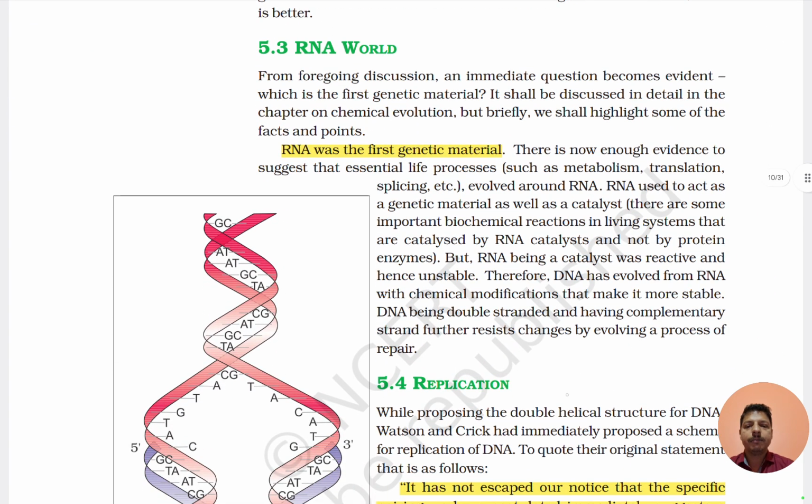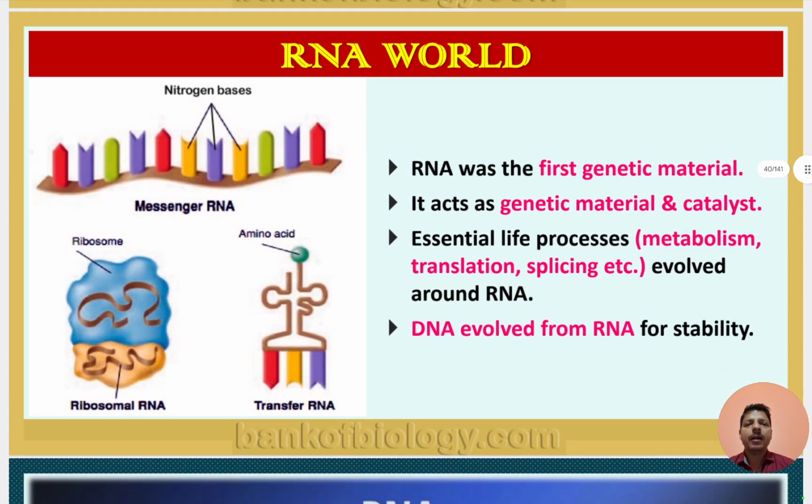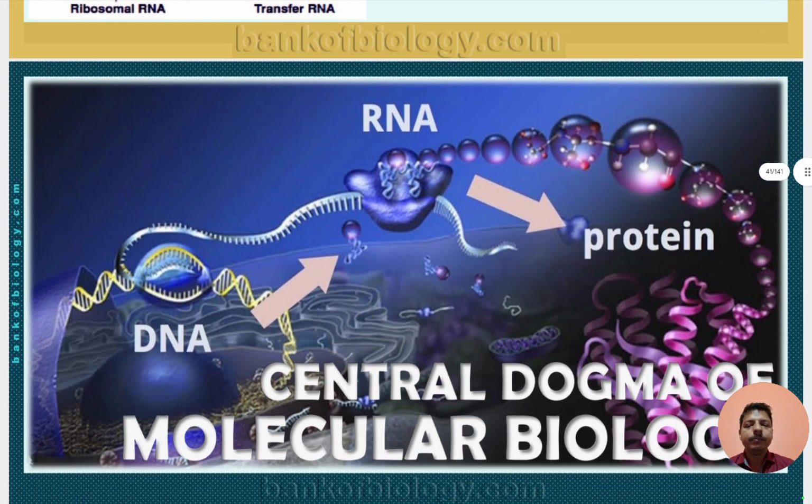RNA world. Let's see what the PDF says about the RNA world. RNA was the first genetic material. It acts as genetic material as well as catalyst. Essential life processes like metabolism, translation, splicing, etc. evolved around the RNA. DNA evolved from RNA for stability.